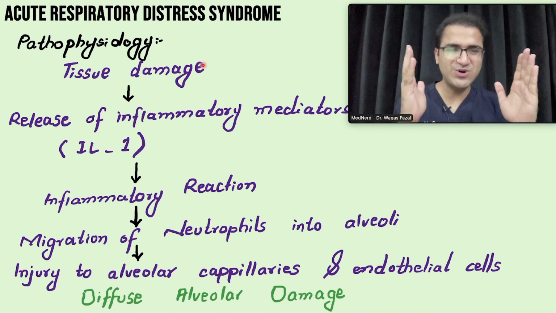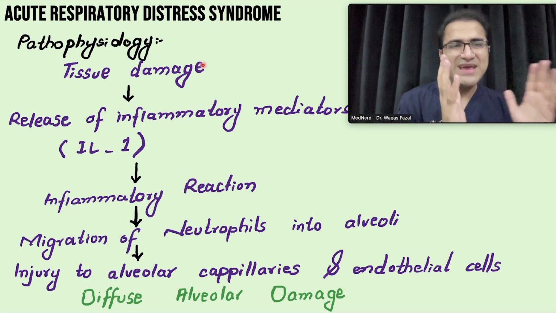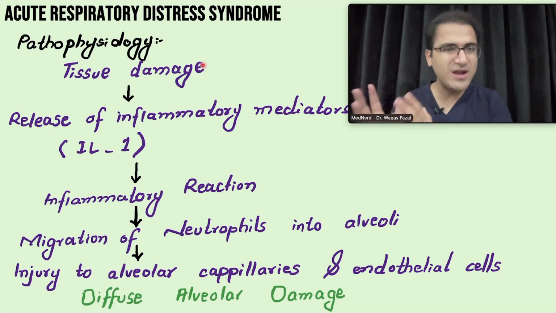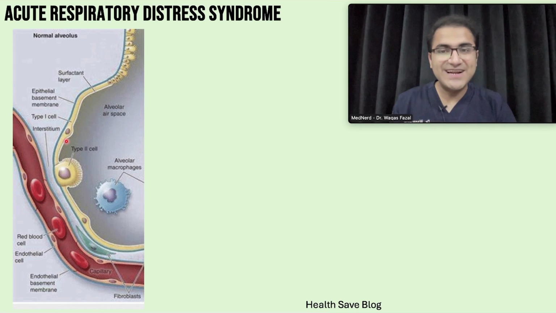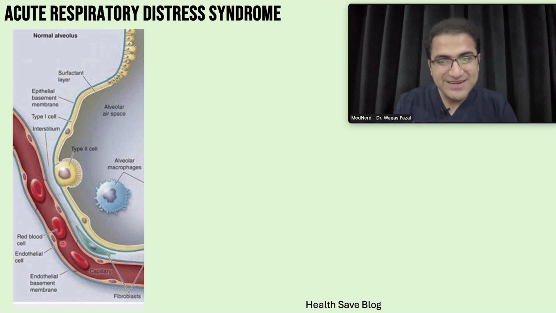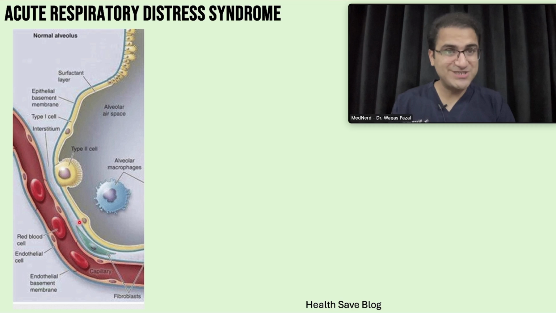If you know the pathophysiology, it's very easy for you to manage these patients. It's very easy for you to diagnose these patients. Now this is a picture showing a normal alveolus where there are type 1 cells that are forming the lung walls, and type 2 cells are the cells that produce surfactant. And this is the capillary that is going on, and this is the capillary wall, the endothelium of the capillary wall.